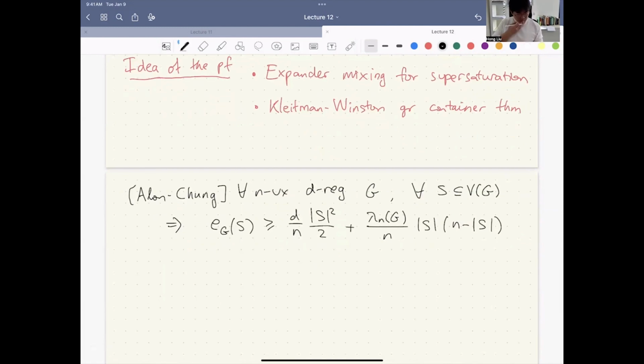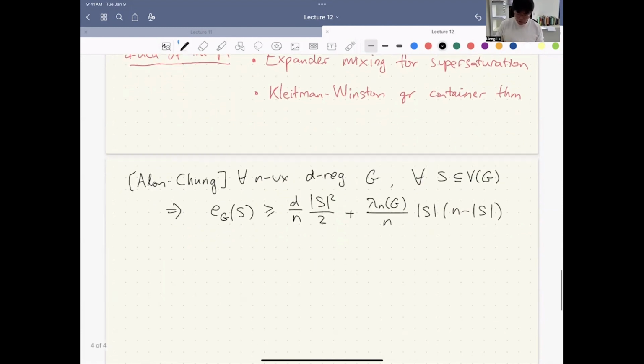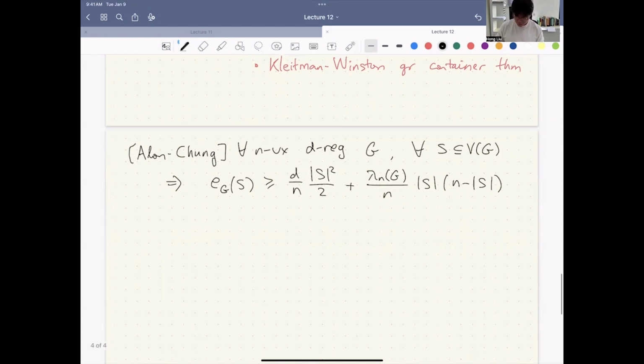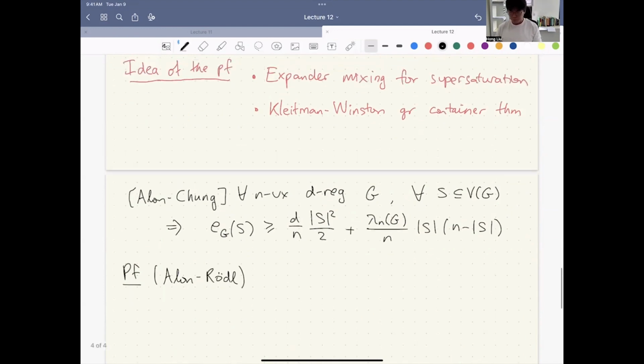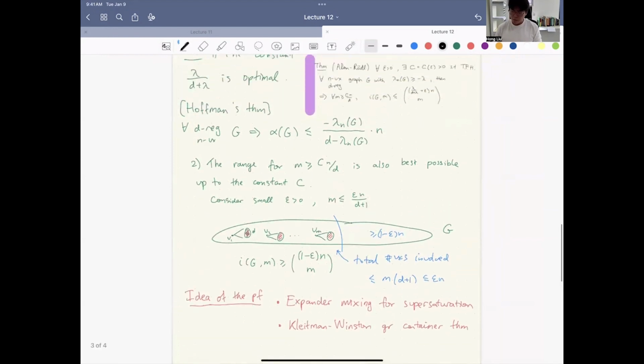Now, using this, I will not prove this. You can prove the supersaturation. Now we can prove the Alon-Rödl theorem. This theorem here.